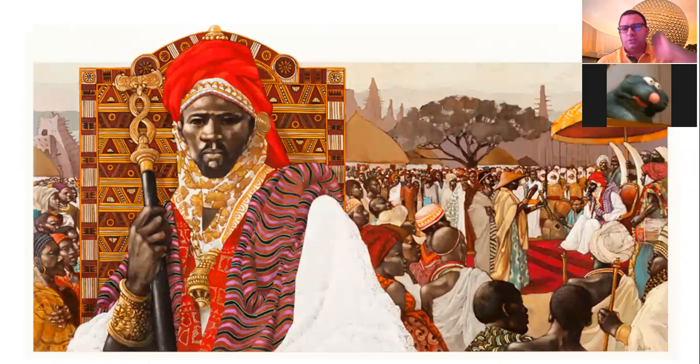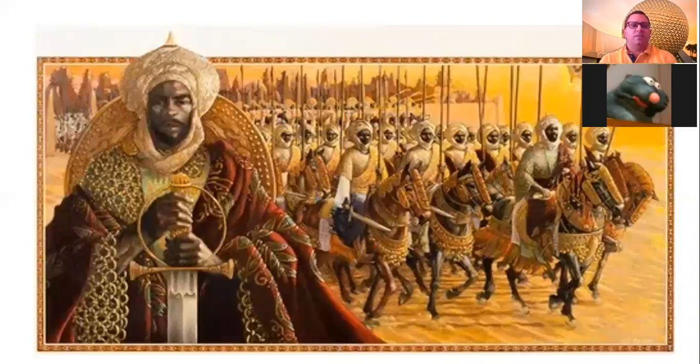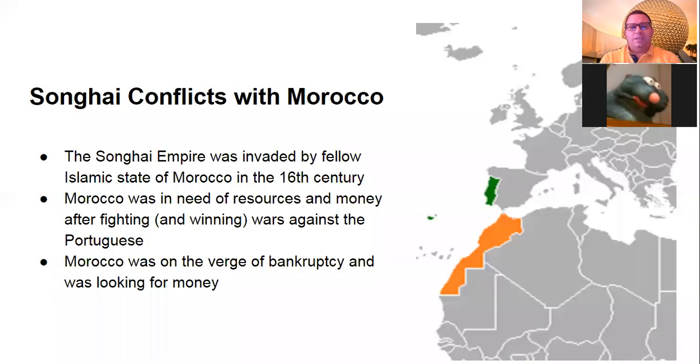If you look at the pictures here, you see these are Africans who have converted to Islam and who have adopted many of the Islamic styles of dress. But again, you still see the syncretism here. You still see African influences, even after they've converted to Islam.